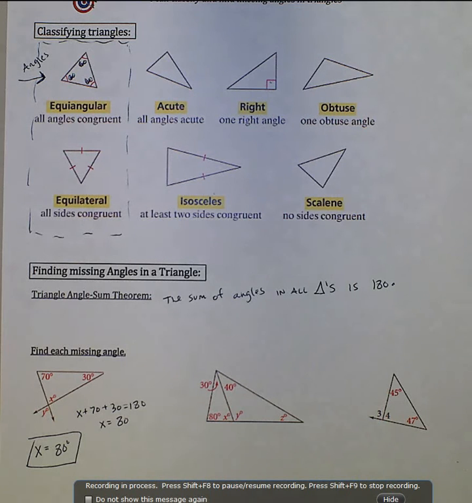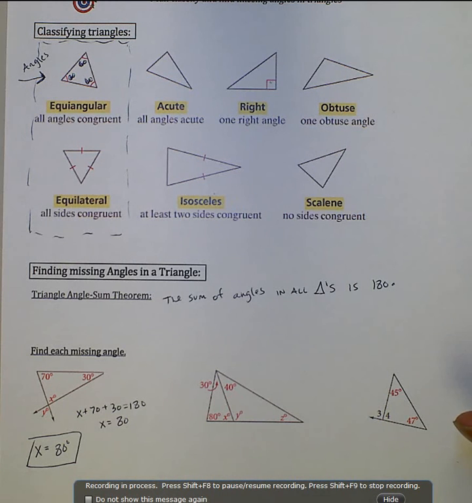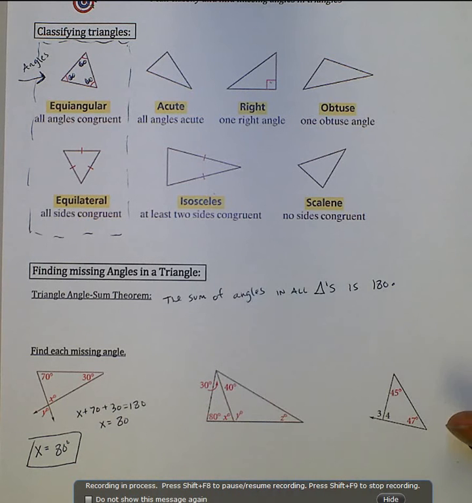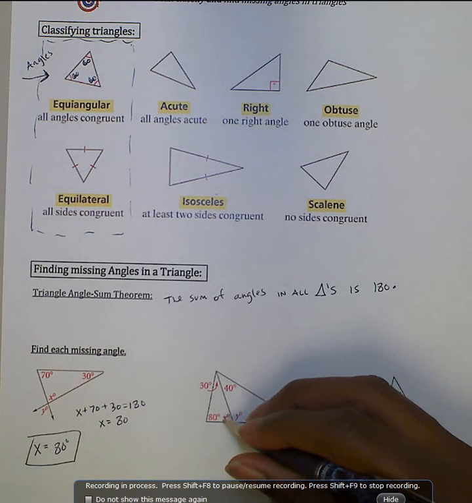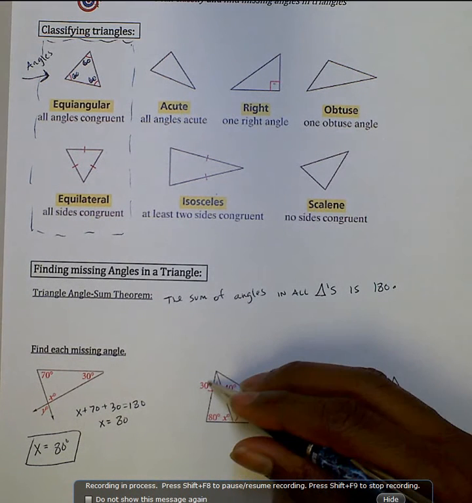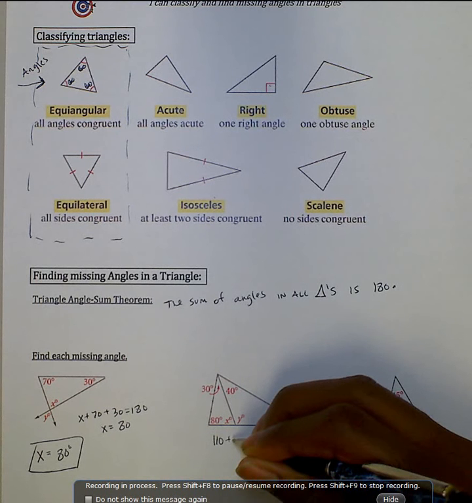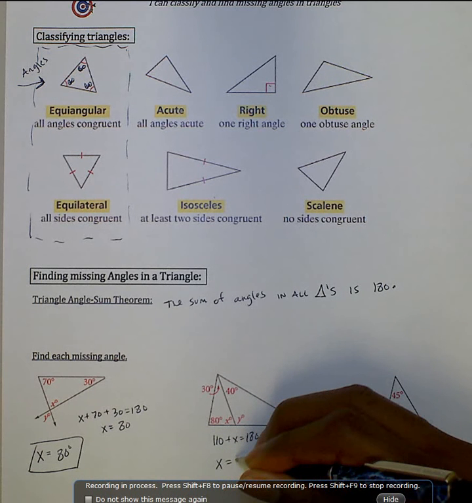Looking here, we need to find x, y, and z. There are a bunch of different things, but I'm going to look at this triangle. Even though this triangle is smaller than the other one, its angles should add up to 180. So 30 plus 80 plus x should equal 180. 30 plus 80 is 110, plus x should equal 180. So x then equals 70, right?